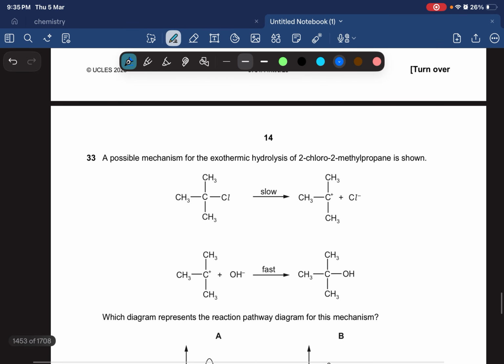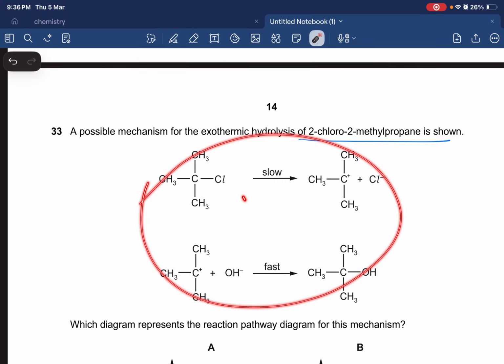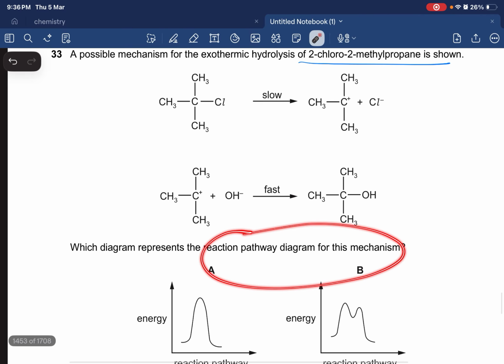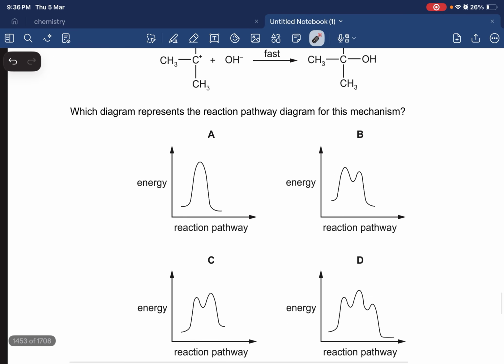A possible mechanism for the exothermic hydrolysis of 2-chloro-2-methylpropane is shown. We're shown the SN1 mechanism over here. I guess that's very clear that this is the SN1 mechanism. Which diagram represents the reaction pathway diagram for this mechanism? The first step is a slow step. Why is it a slow step? Because the activation energy should be high. So for the first step, we're expecting a higher activation energy.